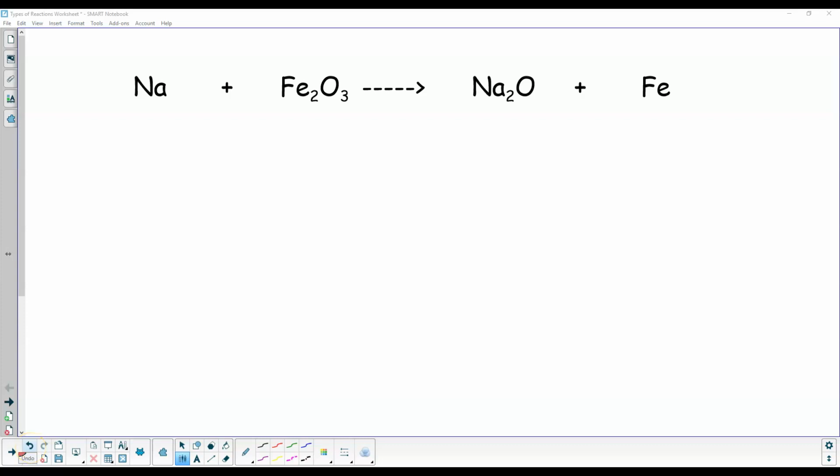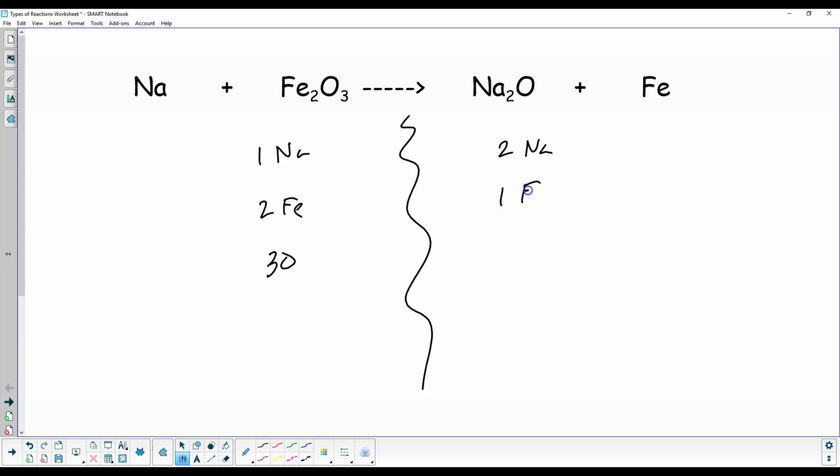All right, this is the solution guide to the types of chemical reaction worksheet. So first thing, let's look at balancing. One sodium atom, I have two iron atoms, and I have three oxygens. On this side, two sodium atoms, one iron atom, and one oxygen atom. Okay, so let's see here.